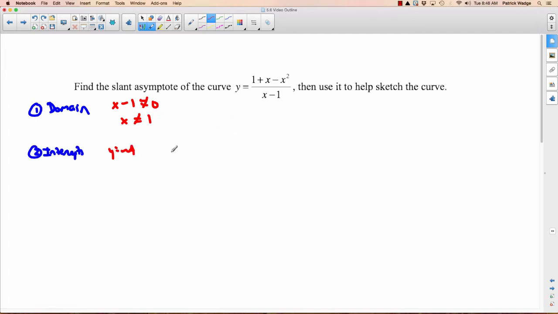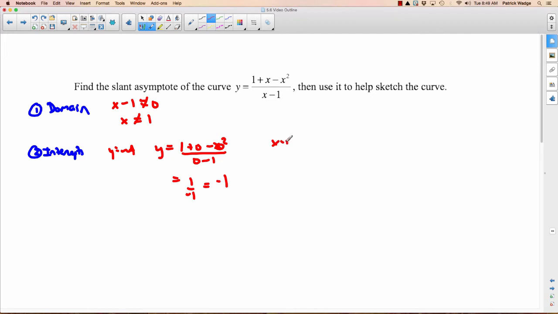For the y-intercept, we're going to plug 0 into the x's, so you get y equals 1 plus 0 minus 0 squared all over 0 minus 1, which means you have 1 plus 0 minus 0 over negative 1, which means your y-intercept is negative 1.